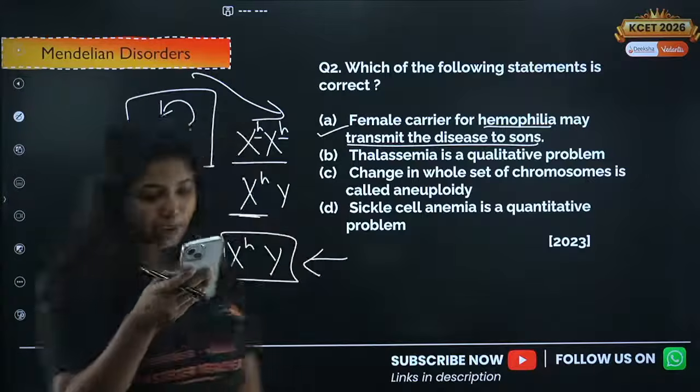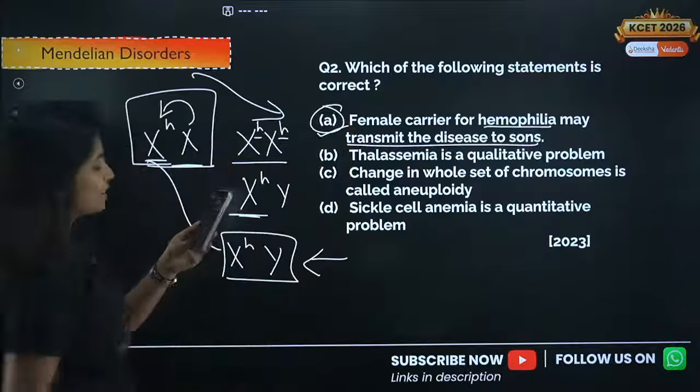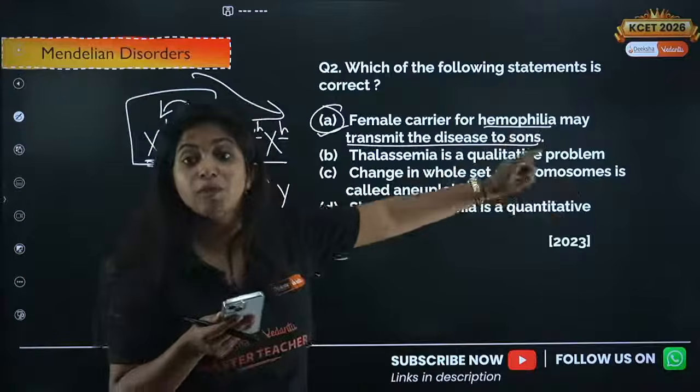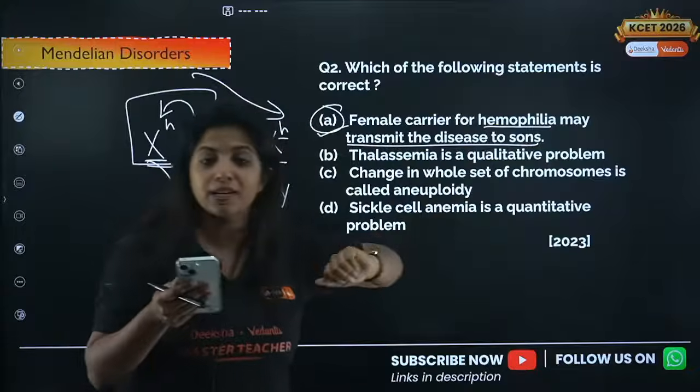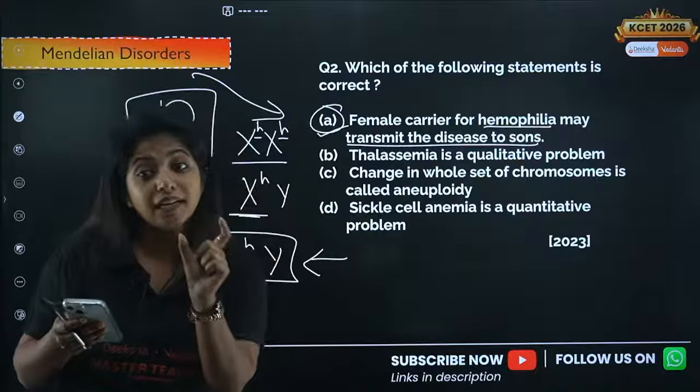Aishwarya Kamath said A and Nagaraj also said A. Kudos to you guys, the answer is A. Let's see why the others are not the answer. Thalassemia is a qualitative problem. Wrong. It is a quantitative problem. Beta hemoglobin might not be produced that much, alpha hemoglobin might not be produced that much. It's because of the quantity, not the quality.